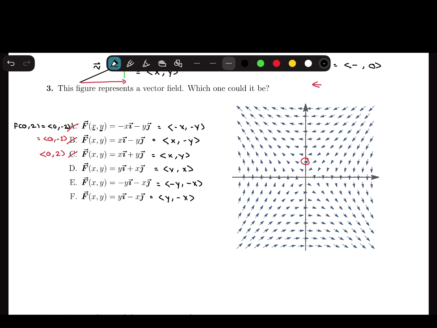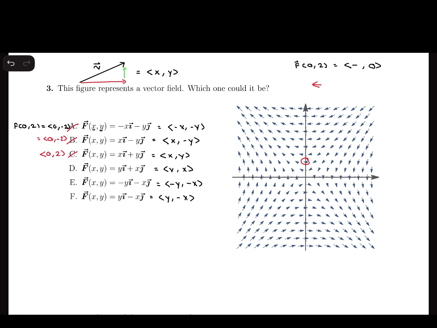It just means that whatever you have in the y now represents the x, and whatever you have in the x now represents the y. Okay, so let's look at answer choice D. For answer choice D, it says that at the point 0, 2, the vector field should be y, x. So let's look at that, right? At 0, 2, but this time y is in the x part, so you get 2 in the x component and 0.